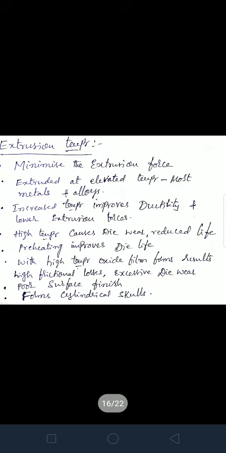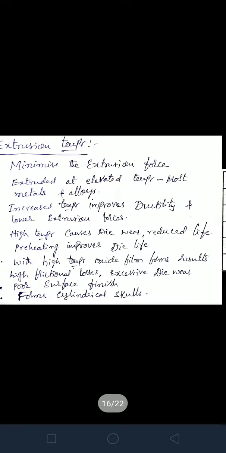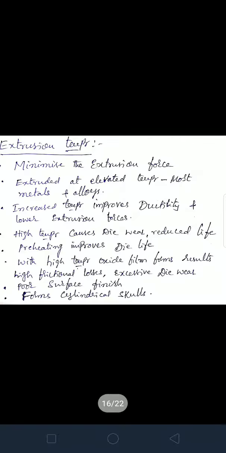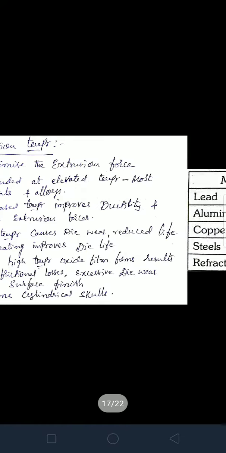Coming to the extrusion temperature, as indicated, to minimize the need for heavy extrusion pressures, it is preferred to perform hot extrusion. Most metals and alloys are extruded at elevated temperature so as to take advantage of improved ductility and lower extrusion forces. Typical temperature ranges used for hot extrusion of different metals are given in the figure.